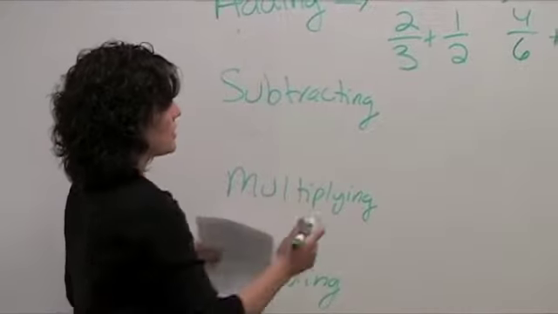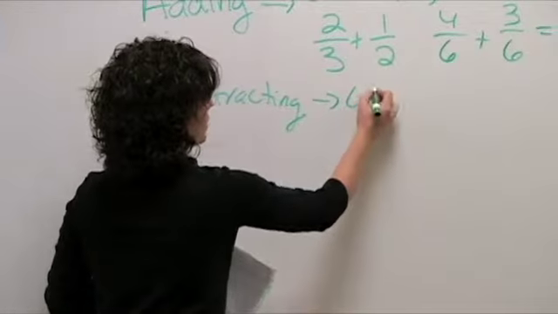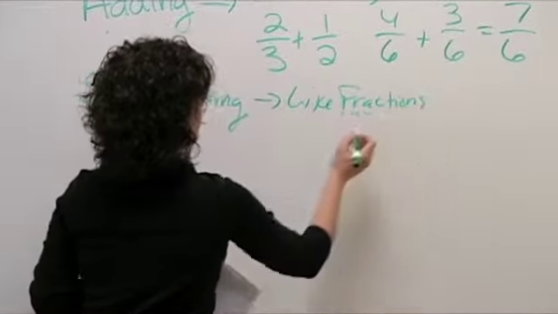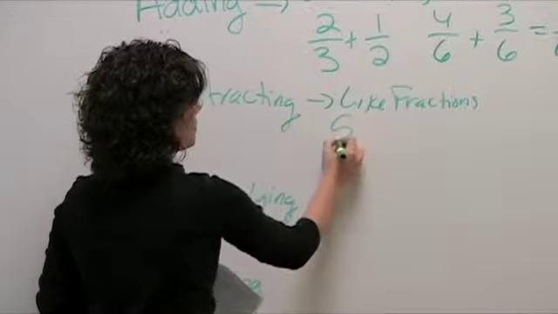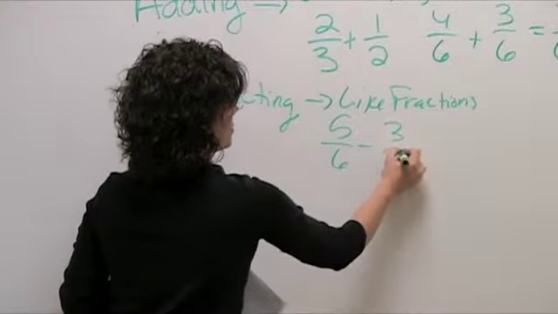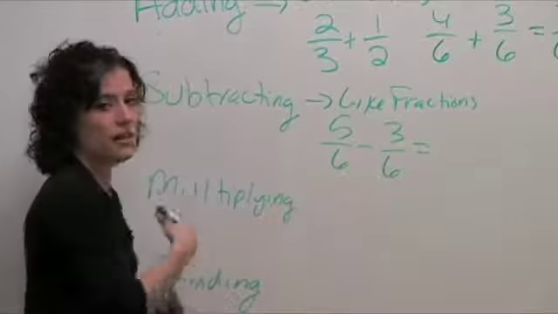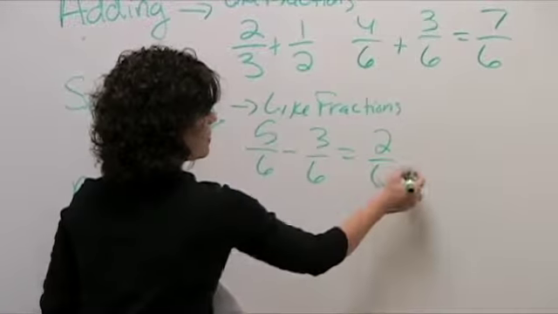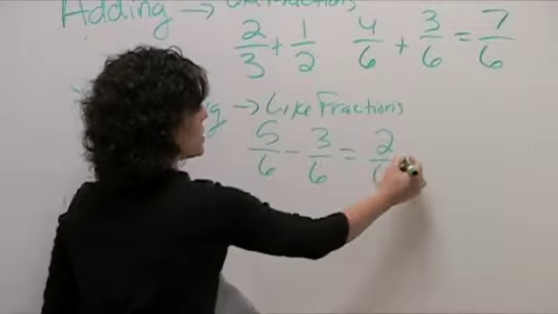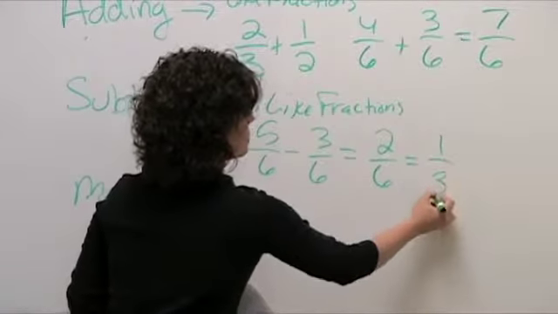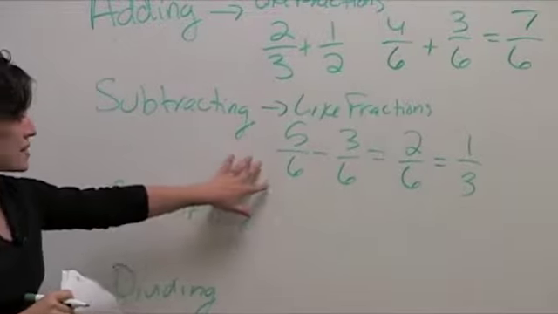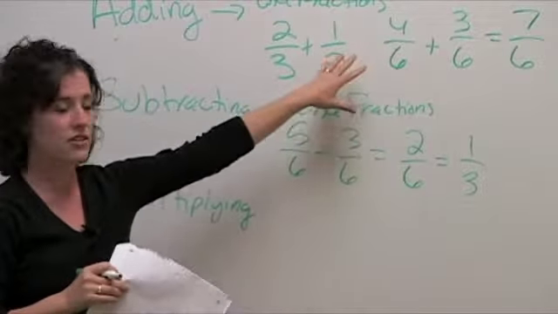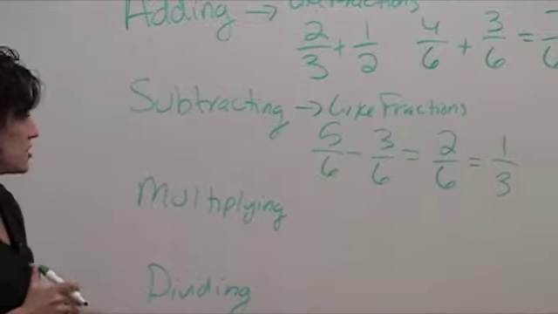Same thing with subtracting. Subtracting, you have to have like fractions. If you have 5/6 minus 3/6, because my denominators are the same, I can go ahead and subtract, and I would get 2/6. Make sure too you always reduce it. 2/6 is also equal to 1/3. And that's important that you have these. Now if they weren't like, I would have to change my fractions around so that they do end up being like each other.